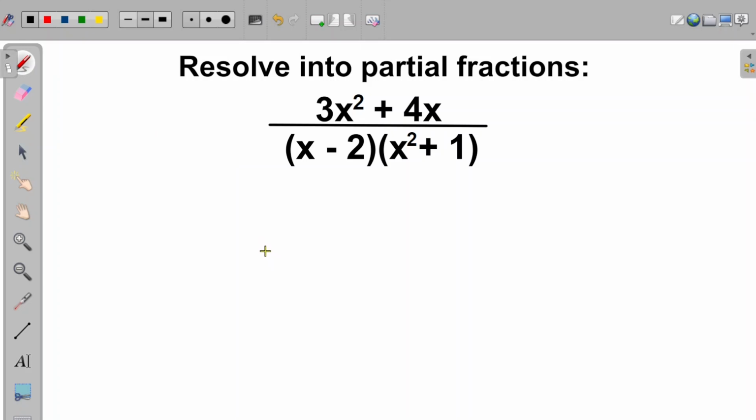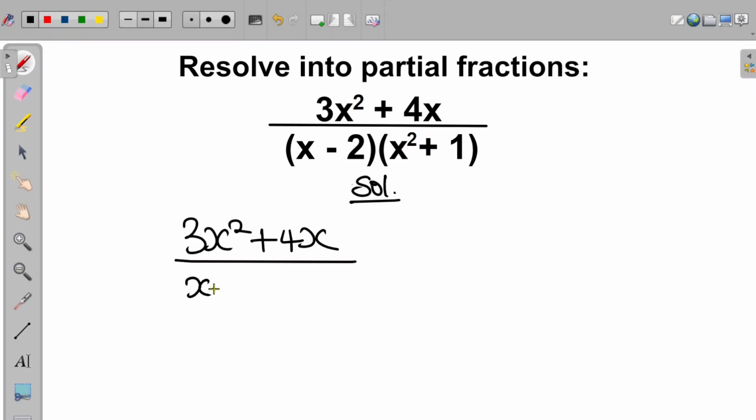Hello everyone. In this video, we will resolve this compound fraction into partial fractions. So we are given that (3x squared plus 4x) divided by (x minus 2) multiplied by (x squared plus 1). Now, looking at the denominator, is this quadratic expression factorizable? That's the question we have to ask ourselves.